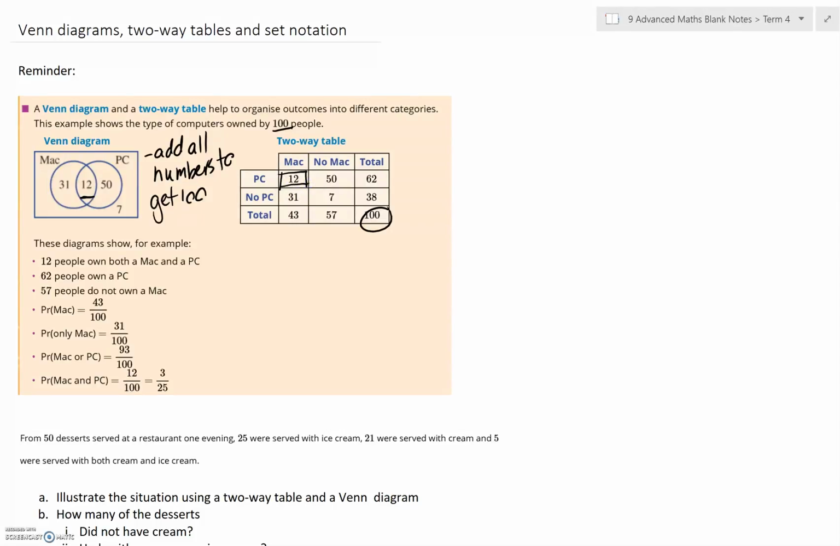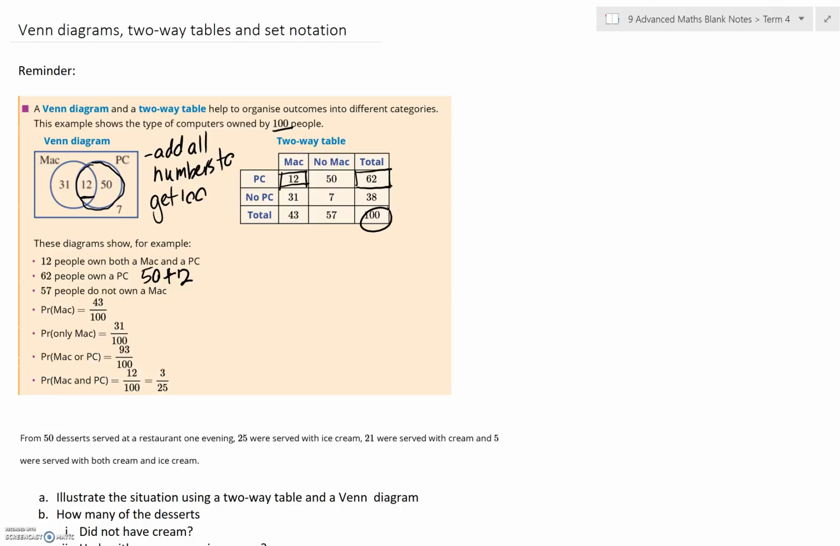Mac, PC, both of those are owned. Then we've got 62 people own a PC. Now in the Venn diagram, that is found by everything that's in this circle on the right-hand side. That is going to be 50 plus 12, which of course adds to 62. And in the two-way table, it's the total column of the PC row. So 62 people own a PC. Now some of those also own a Mac, but that's not asking anything about the Mac. It's only asking about the PC at this time.